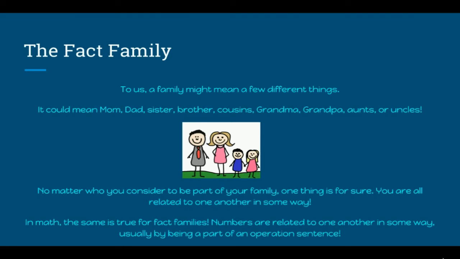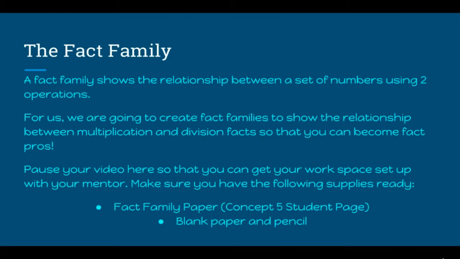To us, a family might mean a few different things. It could mean mom, dad, sister, brother, cousins, grandma, grandpa, aunts, or uncles. No matter who you consider to be a part of your family, one thing is for sure. You are all related to one another in some way. In math, the same is true for fact families. Numbers are related to one another in some way, usually by being a part of an operation sentence. So a fact family shows the relationship between a set of numbers using 2 operations.